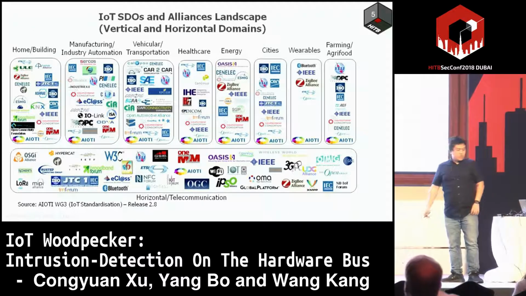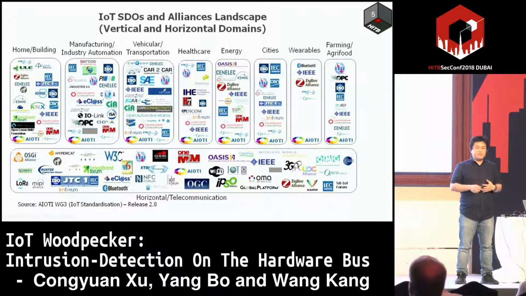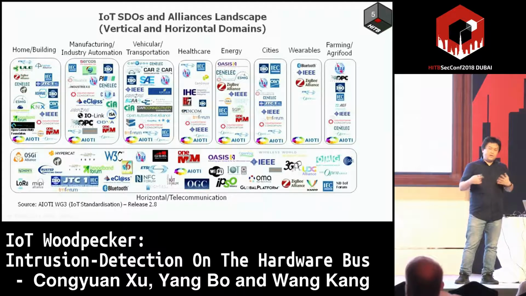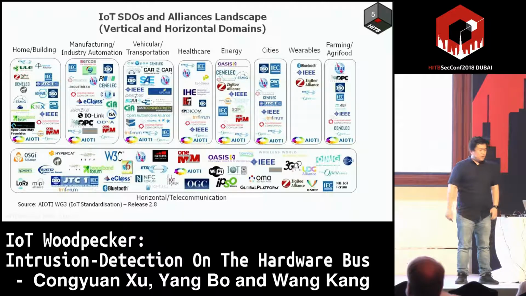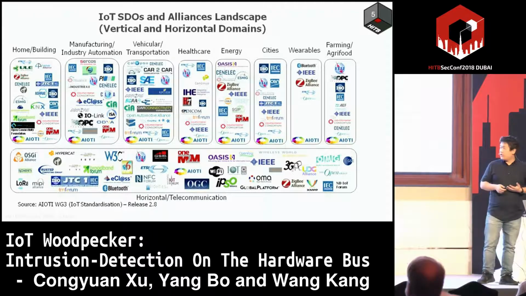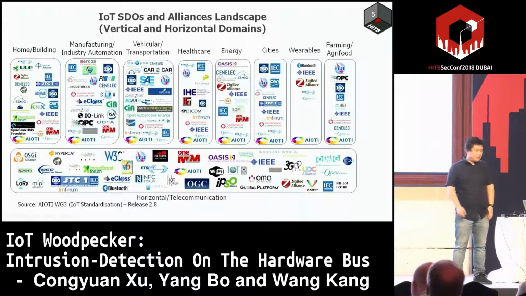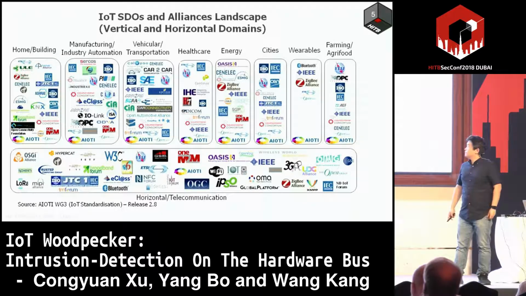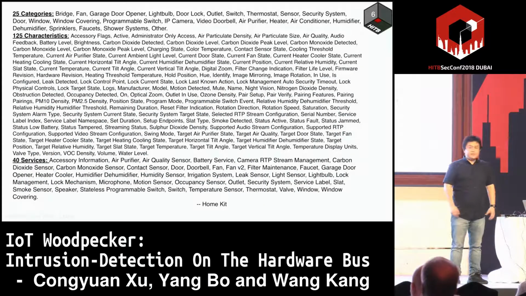This is a picture indicating the different alliances and standardization organizations of the relevant IoT landscape. So we have home, building, manufacturing, vehicular, healthcare, energy, and even wearables, and a lot of telecommunications standardization groups like the W3C. Each of the logos means work, hard work.